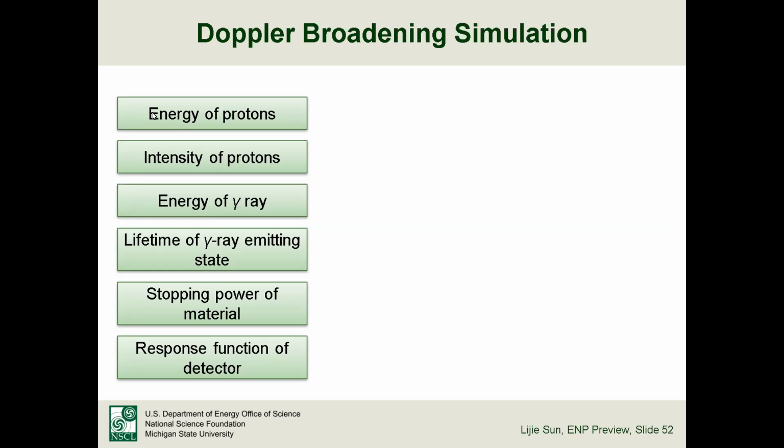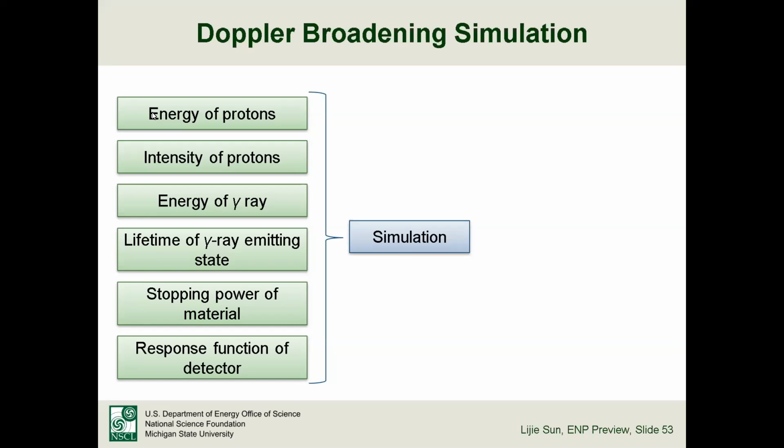Then to accurately extract the information from this Doppler broadened peak, we applied a Doppler broadening line shape analysis, which took into account the energy of the protons, intensity of the protons, energy of the gamma rays, lifetime of the gamma-ray emitting state, and the stopping power of our implantation material, in this case P10 gas, and also the response function of each SeGA germanium detector.